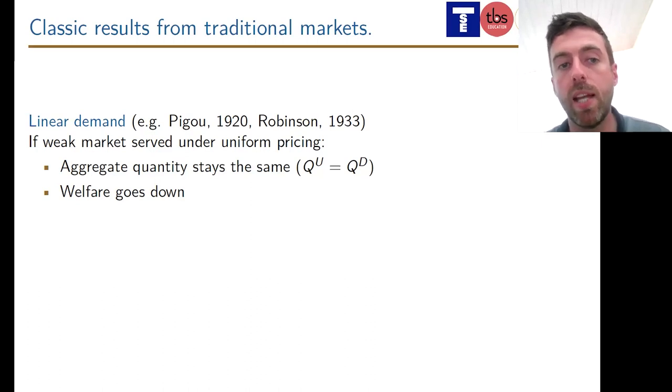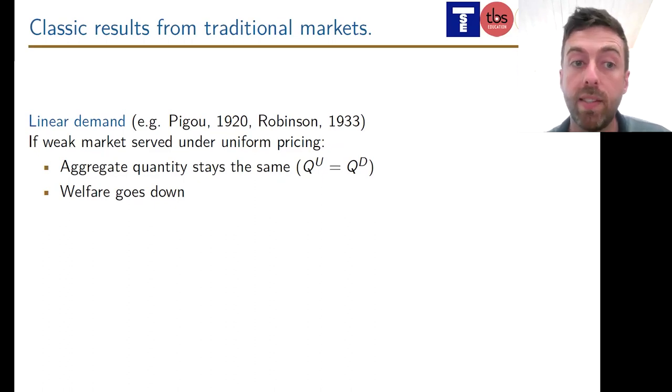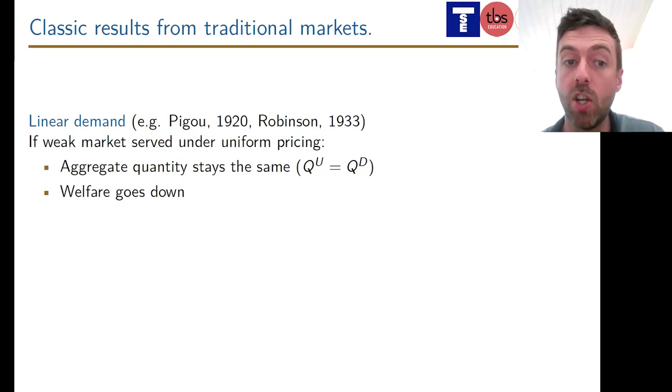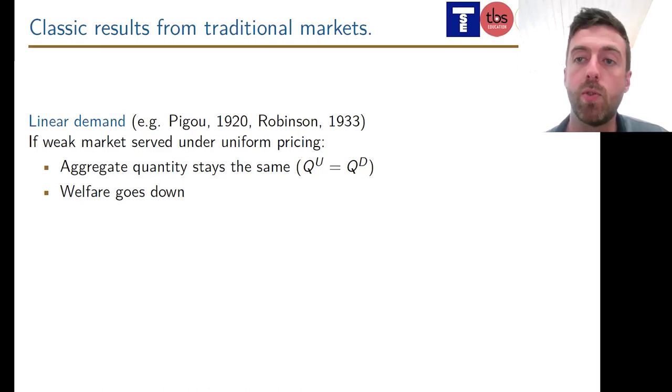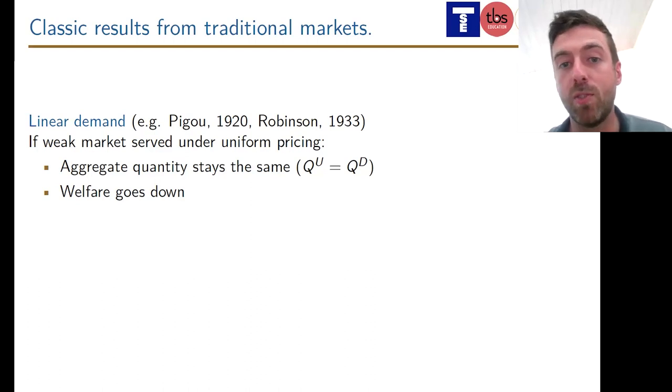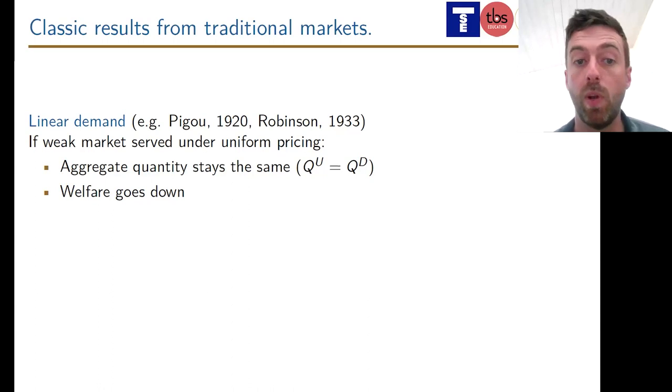This is not what I have on the slides. What I have on the slides is the other interesting case where, under uniform pricing, both markets would be served. In that case, there's an important result, which is that when you have linear demands, price discrimination is going to lead to the same quantity overall. The aggregate quantity is going to stay the same. And that means that welfare goes down because there's a misallocation. Some consumers in the weak market are going to buy, even though their willingness to pay is lower than some consumers in the strong market who are priced out. The welfare goes down.